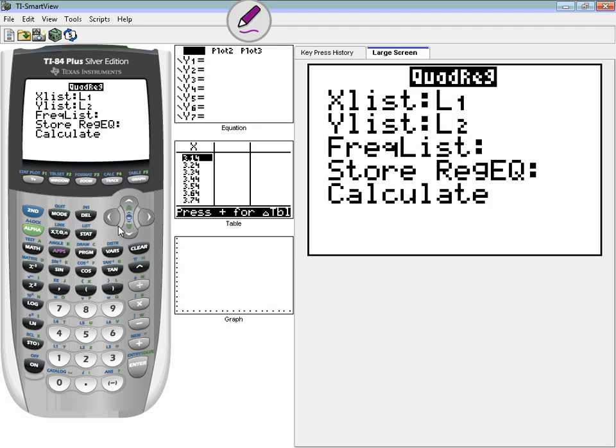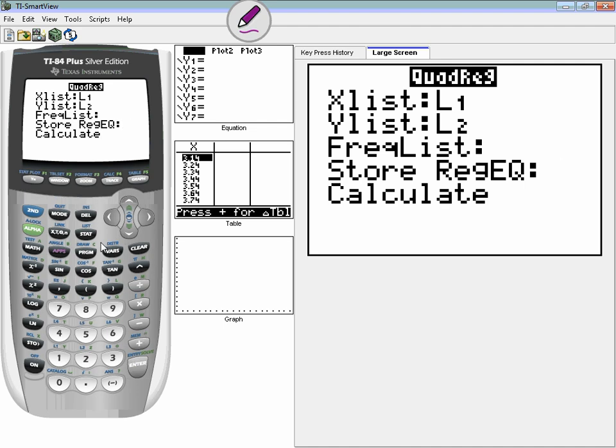That would be if you had some sort of list where your x is 10 and it happens 10 times, and then your x is 11 and that one happens 7 times. So values that get repeated, you guys don't have to worry about that right now. You do want to store your regression equation though. So go to store regression equation.